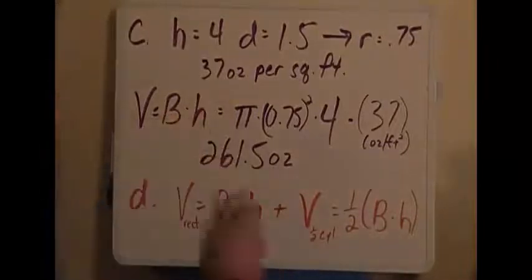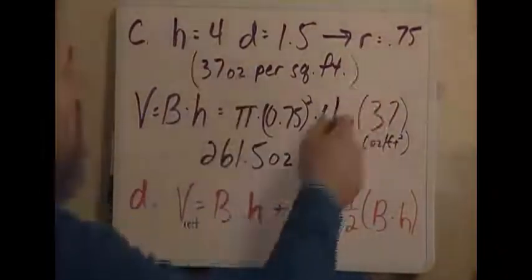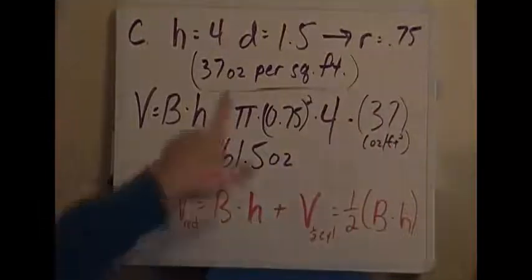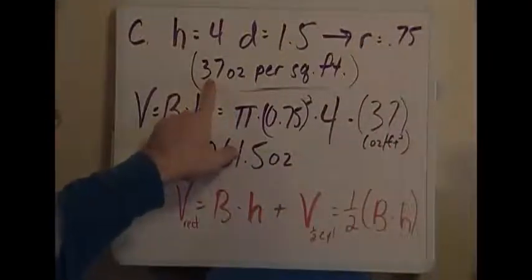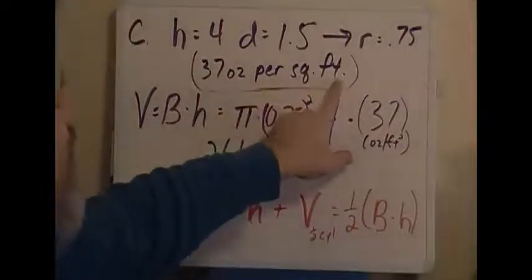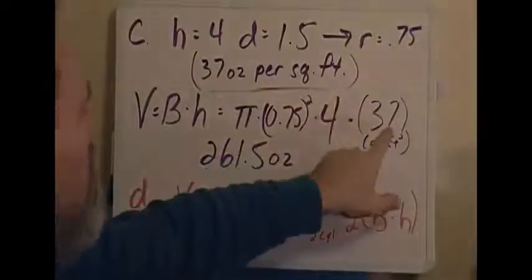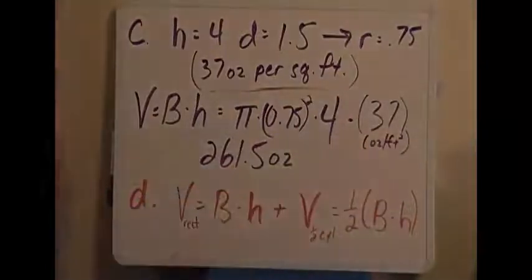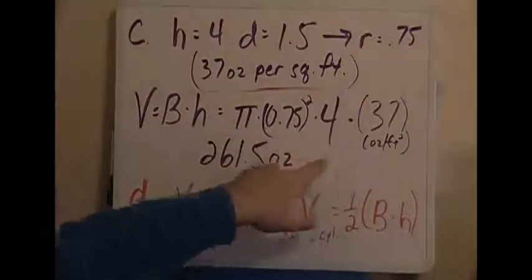And then I just put in here a note to myself to remember that they talked about the fact that aluminum cans weigh 37 ounces per square foot. So we are going to multiply by that 37 when it gets to that point. But the first thing we have to do is figure out the volume.